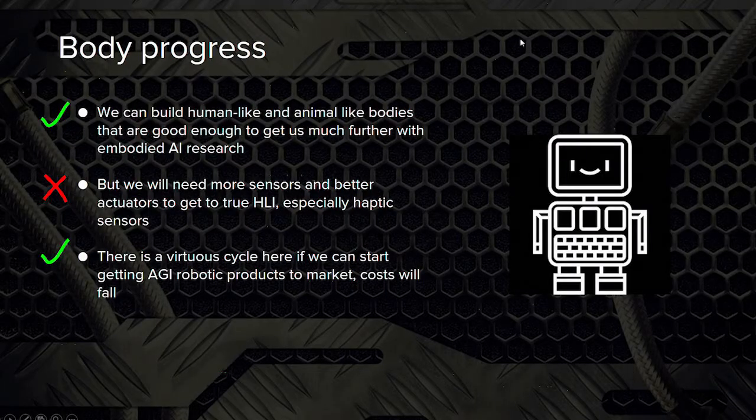The bad news is that it's not going to get us to human-like bodies. We really do need some better progress made in specifically haptic sensors and actuators to go on the robot bodies. So I'm hoping this is something that's going to come out of robotics mechanical research in the future. And actually, the good point about this is there's kind of a virtuous cycle going on here.